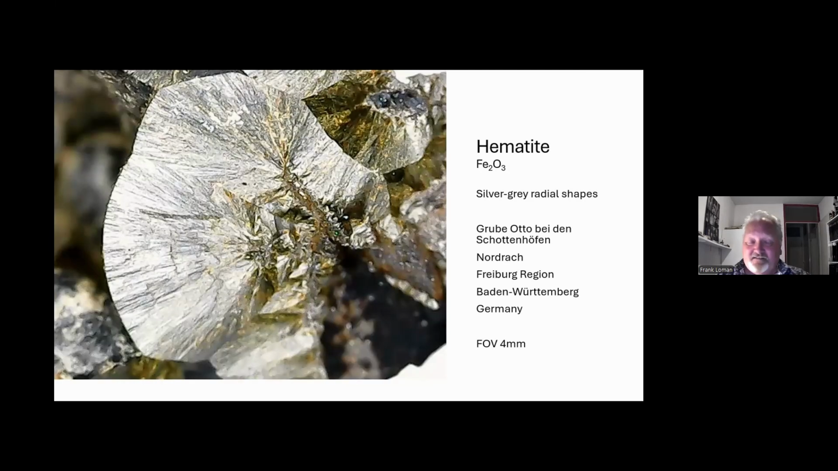Hematite. Well, hematite can form radial shapes as such. Usually you see bands, but sometimes they do make radial shapes. And this is from a mine which I haven't heard from, Ottowein and Schuttenhofen in Baden-Württemberg in Germany. Never been there, but I got hold of this piece and it looked really stunning.